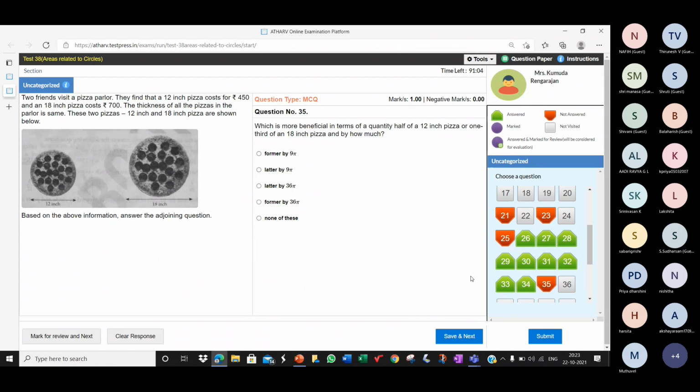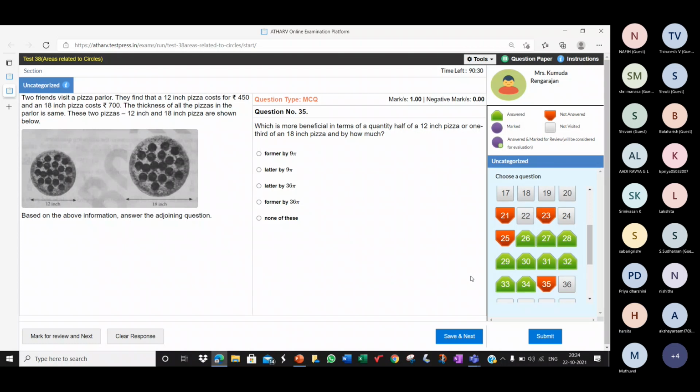Yes, children, I'm back. Ma'am, latter by 9 pi. Latter by 9 pi, which is more beneficial in terms of quantity. Half of a 12-inch pizza. So radius is 6. Radius is 6, so you need to find pi into 6 square. So 36 pi divided by 2. 18 pi, right? For the first one.